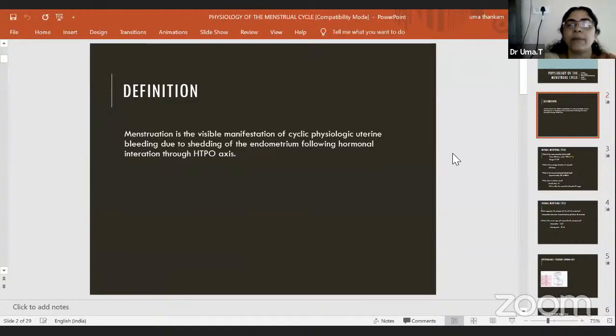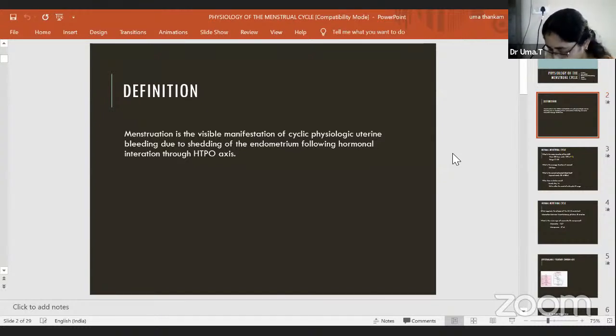Menstruation is the visible manifestation of the cyclical, physiological uterine bleeding, which occurs due to shedding of the endometrium following hormonal interaction through the hypothalamo-pituitary ovarian axis. Okay.